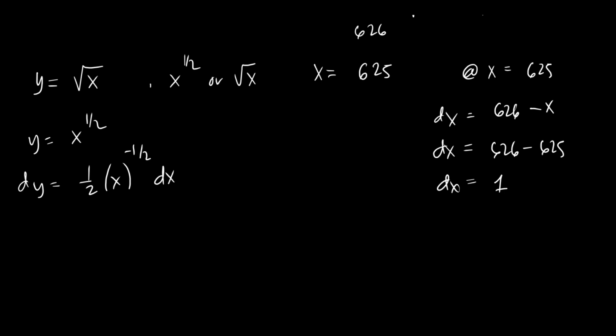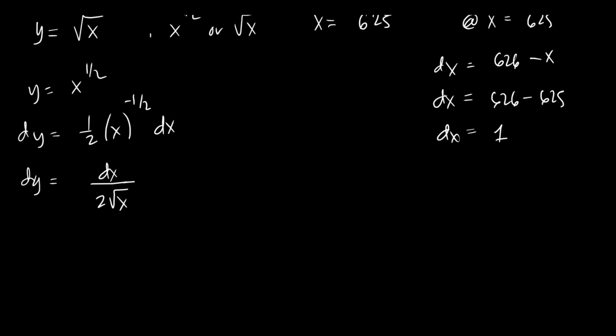So why dx, not 1? Because we are differentiating with respect to x, not with the variable itself, right? So it is differential. So we have dy is equal to dx all over 2 square root of x, right? We'll just bring down the x raised to negative 1/2.